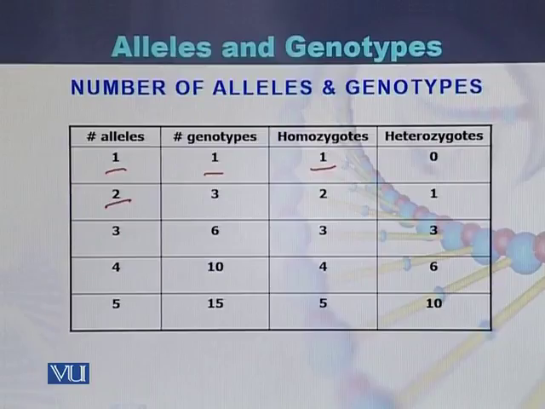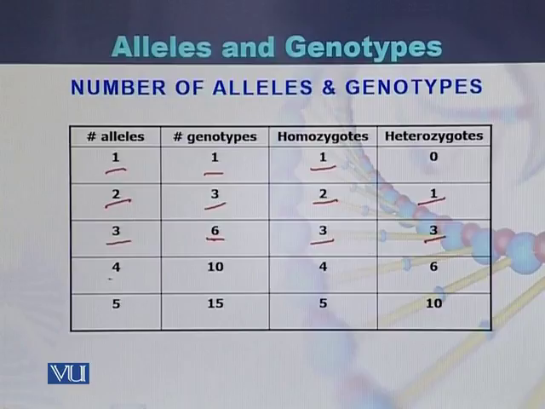If a gene contains two alleles, there will be a total of 3 genotypes. Out of the 3 genotypes, 2 will be homozygote and 1 will be heterozygote. And if a gene has 3 different alleles, the number of genotypes will be 6, and out of 6, 3 will be homozygous and 3 will be heterozygous.